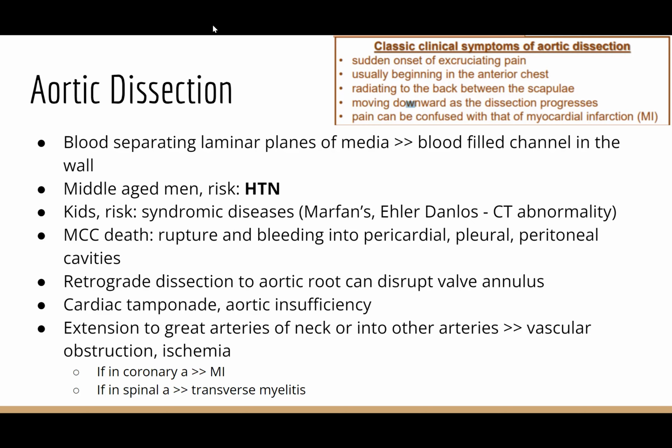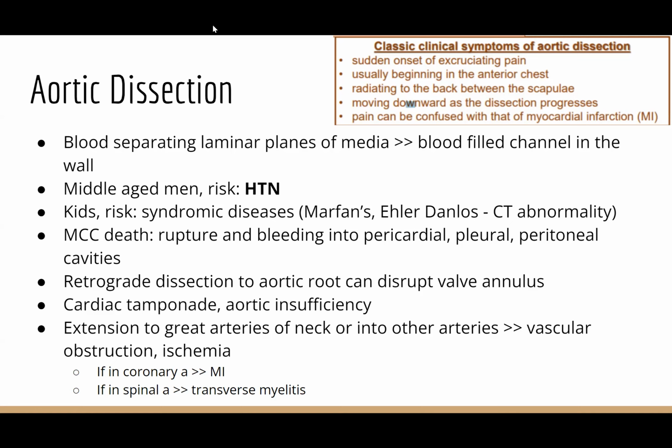Middle-aged men with risk of hypertension. Kids are more at risk if they have a syndromic disease, so Marfan's, Ehlers-Danlos syndrome, so connective tissue. If you get it young, it's probably because there is some kind of defect. If you get it older, it's because you have continued stress on the area that's weakening it over time, so hypertension. Most common cause of death is going to be rupture and bleeding into the pericardium, the pleural space, the peritoneal cavities. So your blood volume just immediately crashes and you go into hypovolemic shock. And then you can get retrograde dissection to the aortic root.